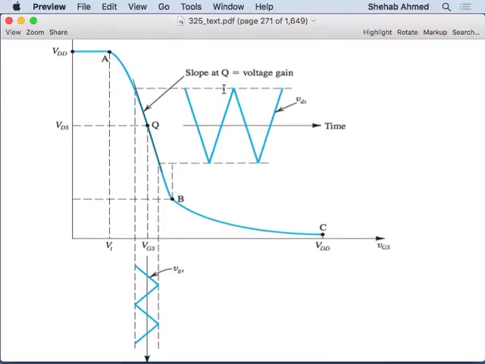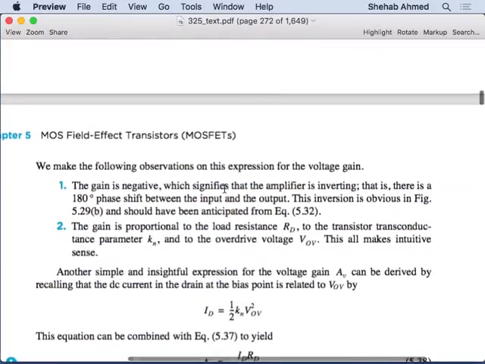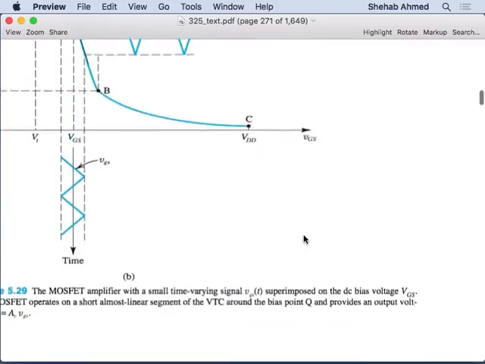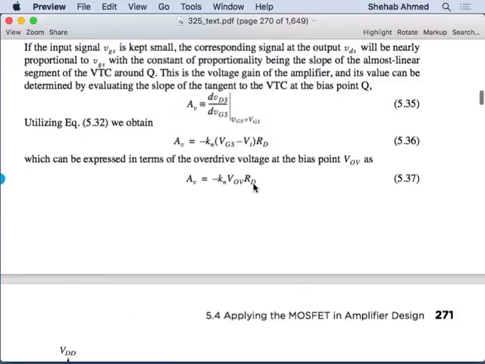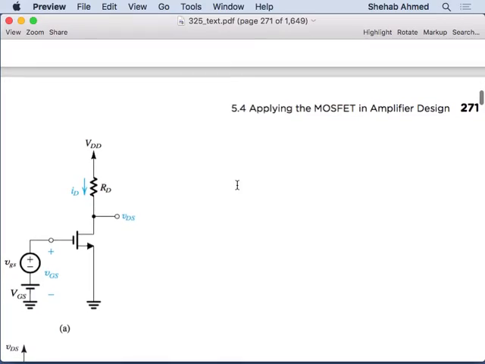So again, where we locate this depends on how much gain you require and the amount of swing that you have. They just talk about the 180-degree phase shift and the fact that the gain is proportional to the load resistance. So the value of RD comes up in the gain here. It's one of the design parameters, and we found it from the DC operating point.